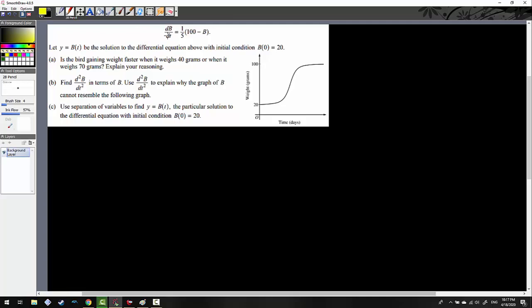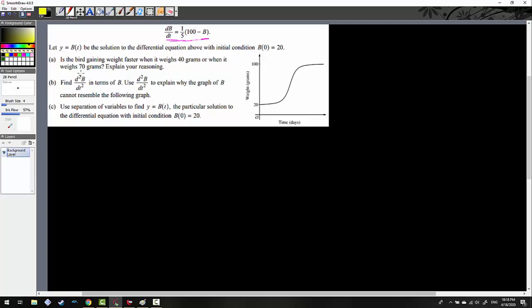The problem reads, the rate at which a baby bird gains weight is proportional to the difference between its adult weight and its current weight. At time t equals 0, when the bird is first weighed, its weight is 20 grams. If B of t is the weight of the bird in grams at time t days after it is first weighed, then dB over dt equals this thing. So this is where the problem on the board begins, with this differential equation, which is a model of the rate at which this bird is gaining weight. And so we're going to let y equals B of t be the solution to the differential equation with the initial condition B of 0 equals 20.